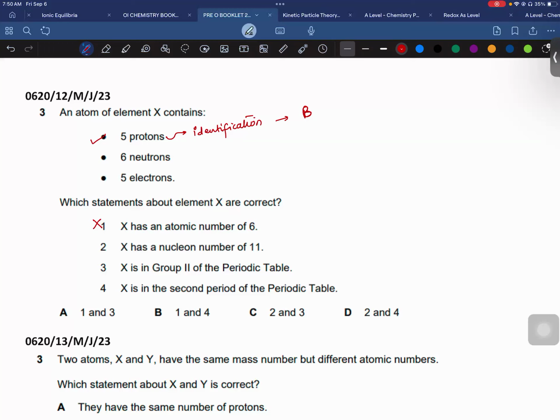X has a nucleon number of 11. This is correct because the nucleon number is the sum of proton and neutron. So proton is 5 and neutron is 6. So 5 plus 6 is 11. This is correct. X is in group 2 of the periodic table. No, this is in group 3. And X is in the second period of the periodic table. So this is correct. So D option is correct. I got it right.